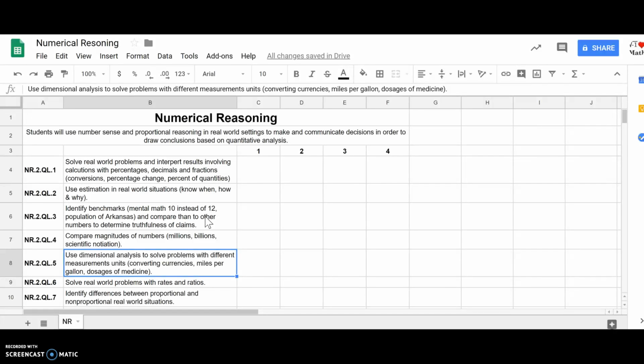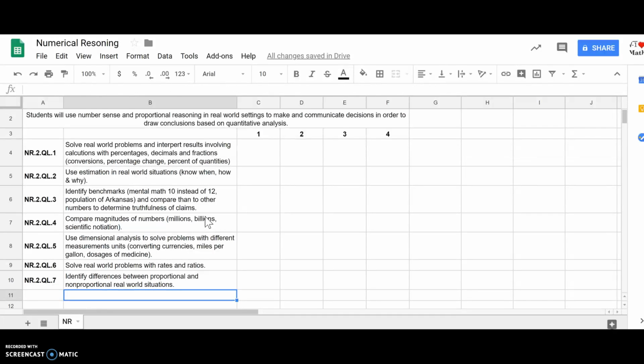Also, dosages of medicine fall under number 5 as well. So I would not take the same amount of a medicine as my 5-year-old daughter would, all right? Because just there's a size difference there. 2 more to go and then we're done. So solving real-world problems with rates and ratios, that could be anything. You do this on a very regular basis, whether you know it or not, okay? This will probably be the easiest of the 7 standards to hit, all right?